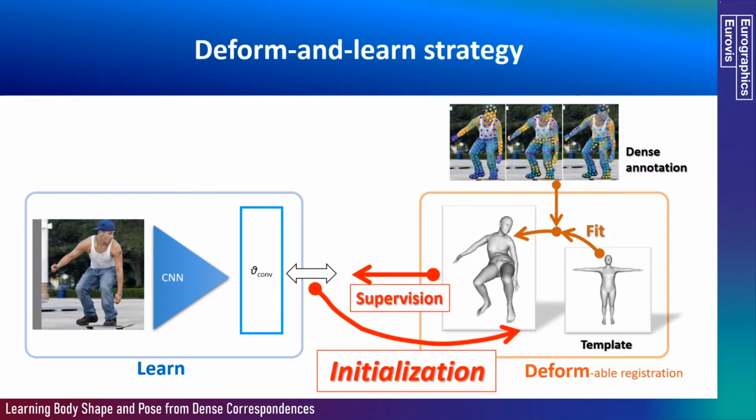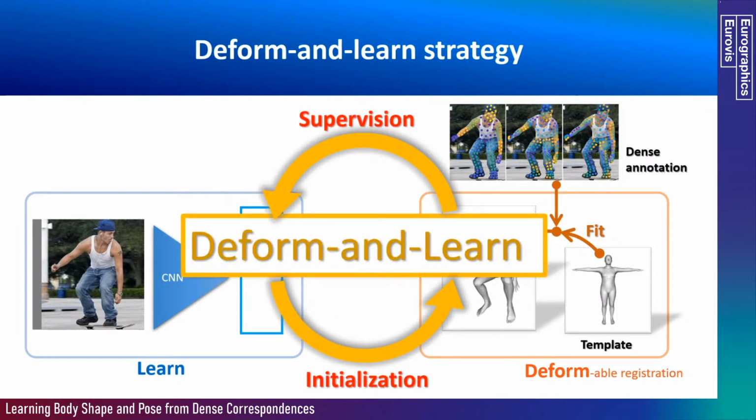The key idea in improving accuracy is to provide the prediction results from the neural network to initialize deformable registration. This will reduce the possibility of deformable registration being trapped in local minima. This process is repeated several times to improve the accuracy of body registration in neural network learning. We call this iterative learning strategy Deform and Learn.